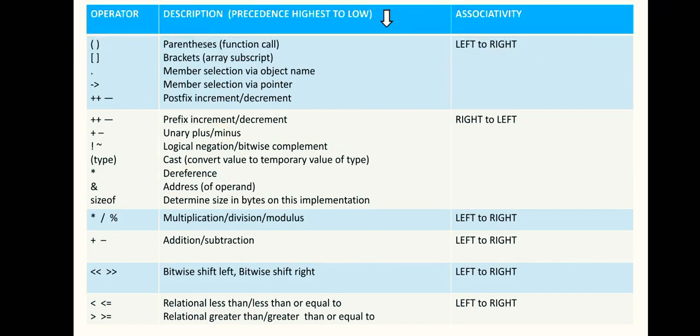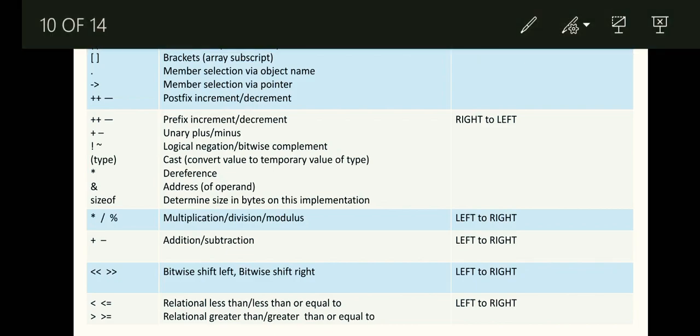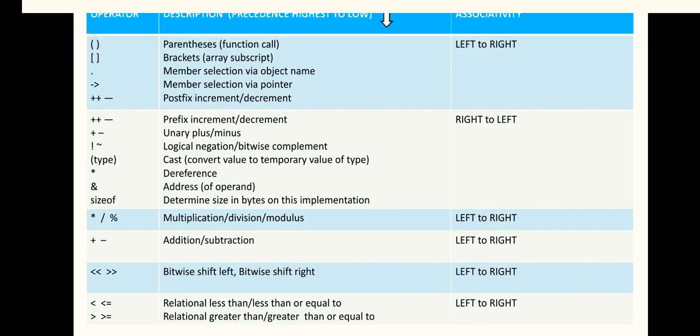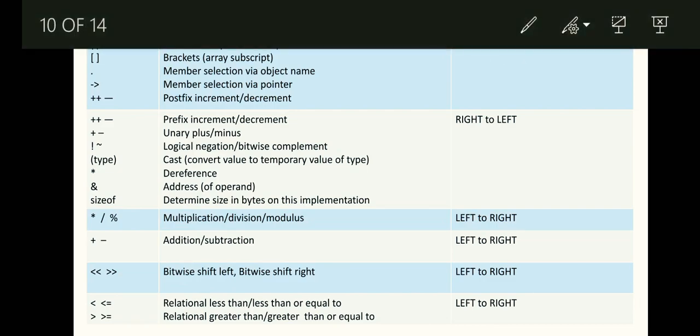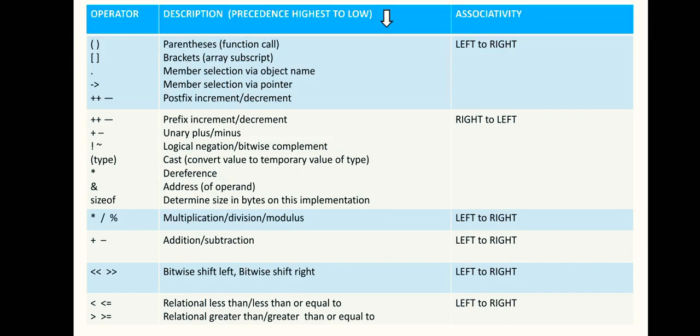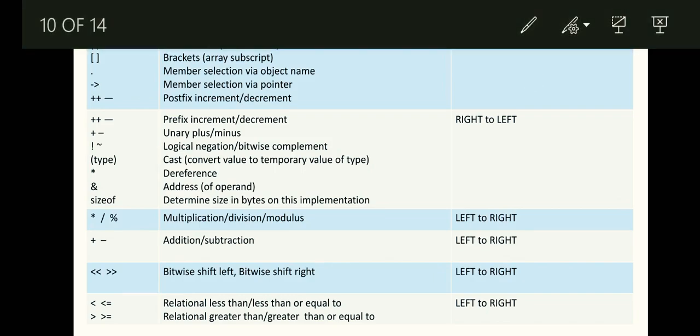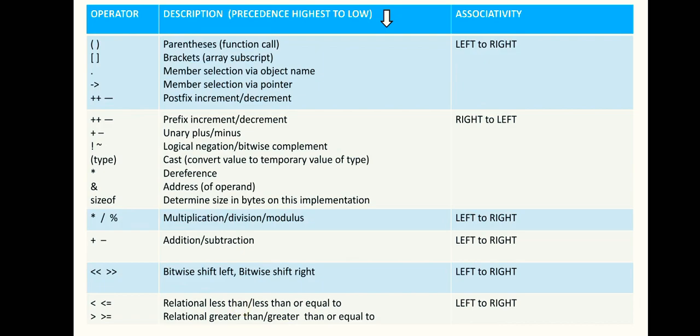So we have parenthesis, brackets, member selection via object name, pointer, and postfix increment or decrement in the first group, and their associativity is from left to right. So what is this associativity? Associativity is a term we are going to deal with in the upcoming slides. First we will see about the precedence.